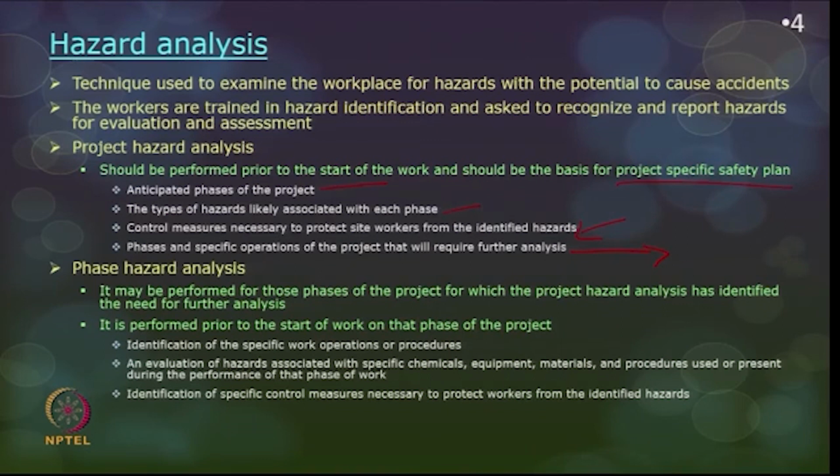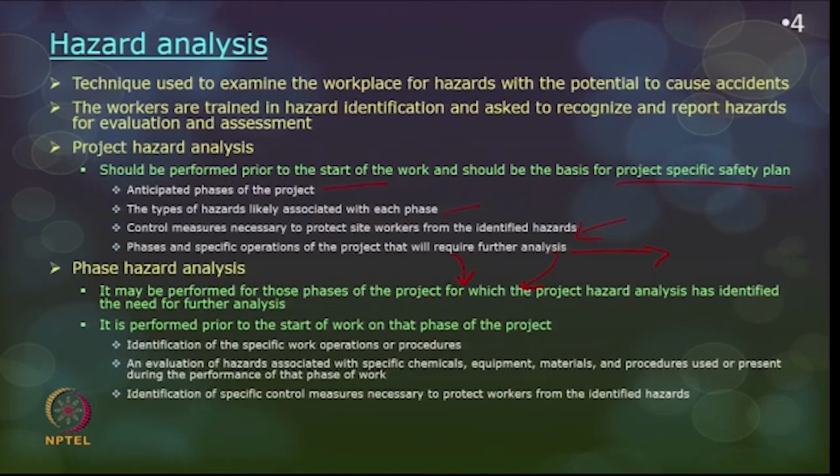So now among a list of 20 operations, at least you will identify 1 or 2 for critical analysis on hazards, and then you may have to narrow down to zoom in. So phase hazard analysis may be performed only for those phases of the project for which the project analysis has identified the need. From this you are going to the next level. It is performed again prior to the start of the work on that phase of the project. So the project can continue only before the start of that particular phase.